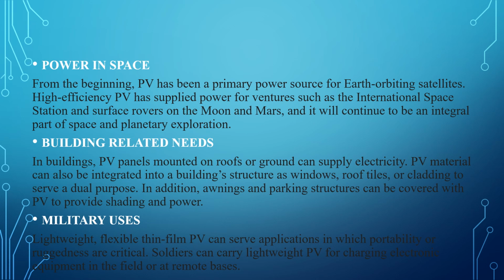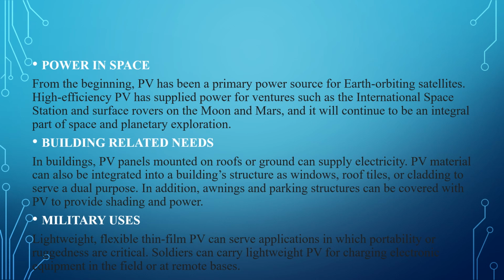Building related needs. In buildings, photovoltaic panels mounted on roofs or ground can supply electricity. Photovoltaic material can also be integrated into a building structure as windows, roof tiles, or cladding to serve a dual purpose. In addition, awnings and parking structures can be covered with photovoltaic to provide shading and power.